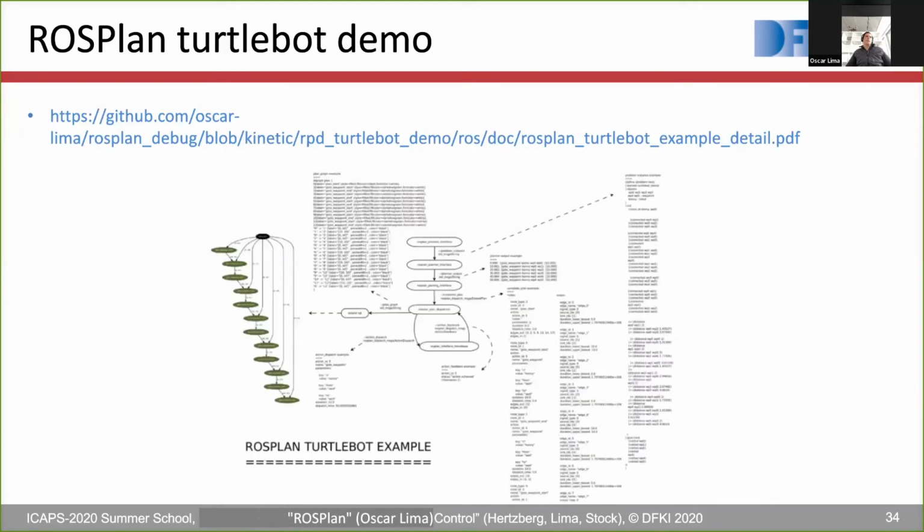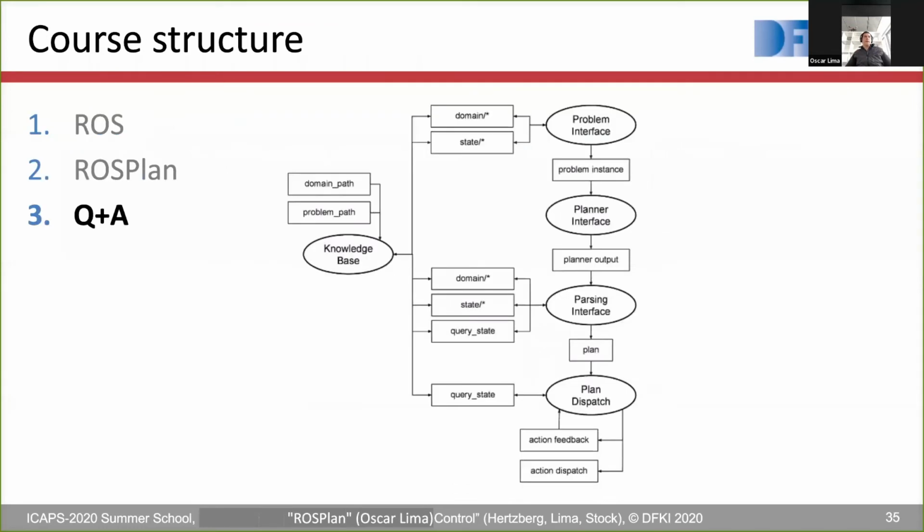And finally, I will share the slides, and if you go to this link, you can see the whole Turtlebot demo that I've just talked about here. So you can see all of the nodes that are part of ROSPlan and what are the input and what are the output that they are producing, so that if you study a little bit this PDF, then you can see in one shot what ROSPlan is about. And with that, I finish my part, and I open for questions and answers for the audience.